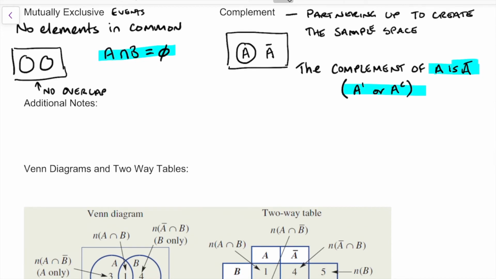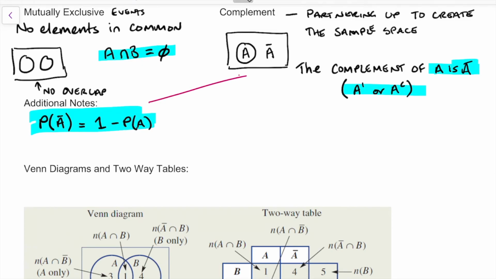So one of the things that we can do is, we're talking about those complementary events, we can write that as P of not A equals 1, now remembering that all probabilities are between 0 and 1, minus the probability of A. So that's a little bit more formal notation for our complements.